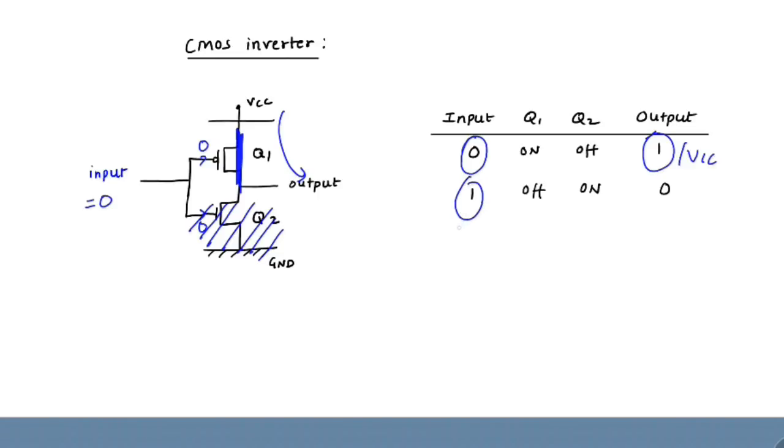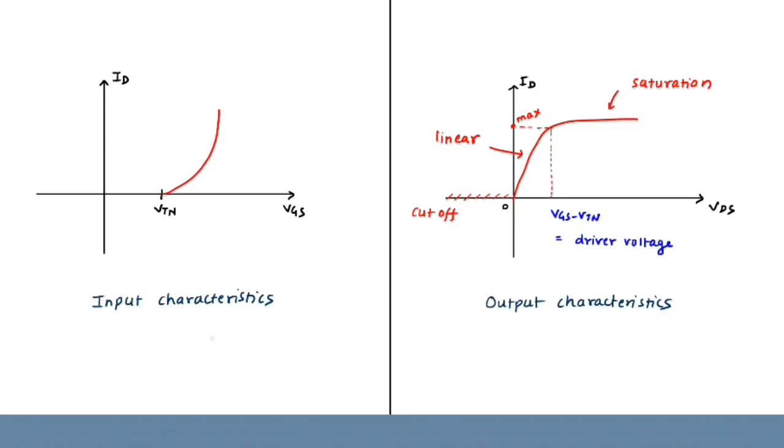You should try by yourself and check whether you are getting the output as 0. Okay, so this was all about the CMOS inverter working. Now we will see the input characteristics and output characteristics. So in this slide, we will understand the input characteristics first, and then we will understand the output characteristics.